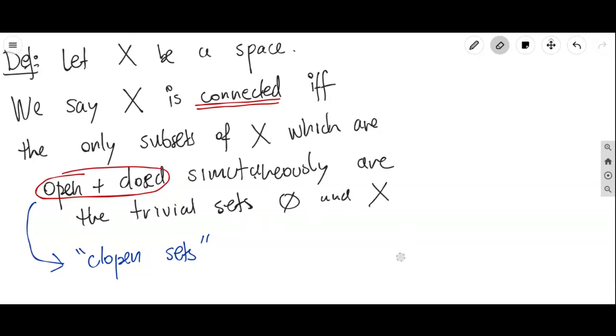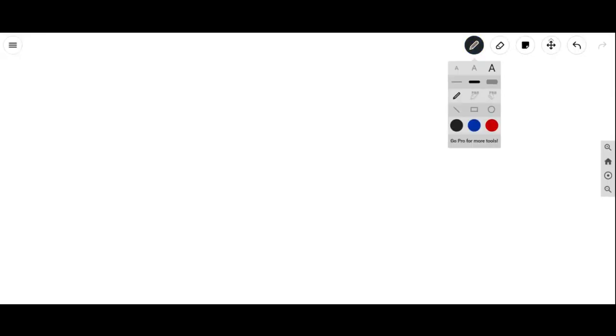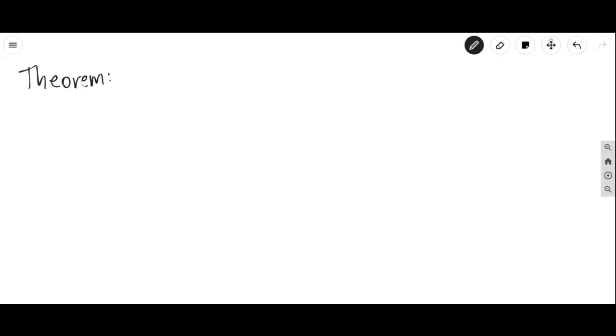Now that we've introduced the definition, let's talk about the real line. And I want to write this down as a theorem because this is somewhat important and it's not that easy to prove. I would say one of the directions is easy to prove. The other direction is not that easy to prove. So this is going to be the theorem.